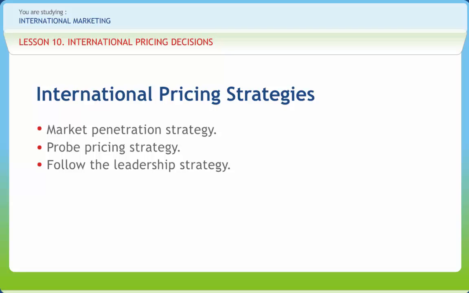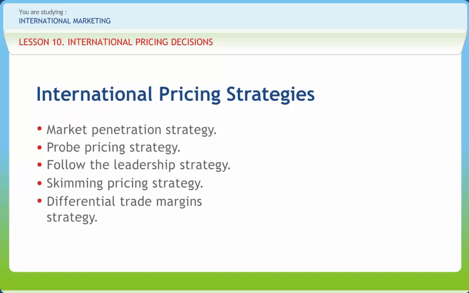The exporter may then fix the price of its product. Skimming pricing strategy: under this strategy, a very high introductory price is fixed to skim the cream of the demand at the very outset. Differential trade margins strategy: variation in trade margins may be adopted by the exporter as the pricing strategy in foreign market. This strategy allows various types of discounts on the list price.